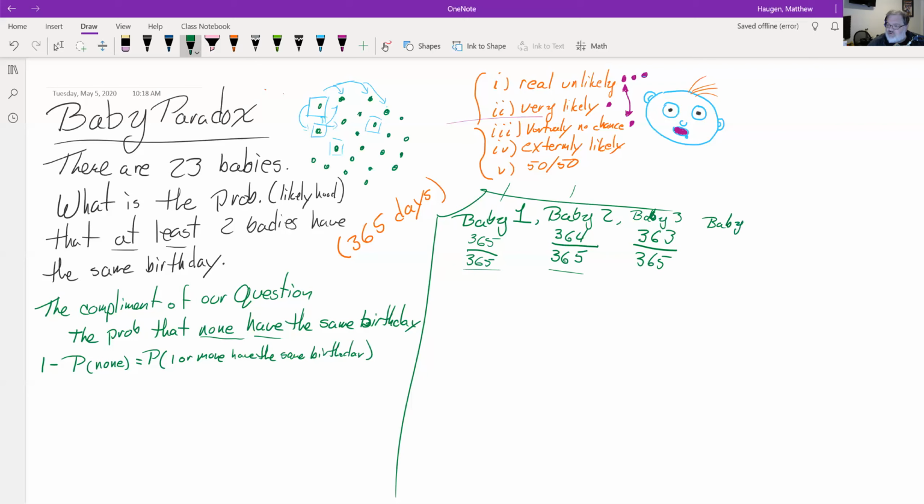So we're going to keep doing this for a while. Baby 4 is born on one of the 362 out of 365 days. Baby 5, the probability that its birth date doesn't match any of the ones before, 361 out of 365. And we could keep doing this all the way until we got to baby 23.